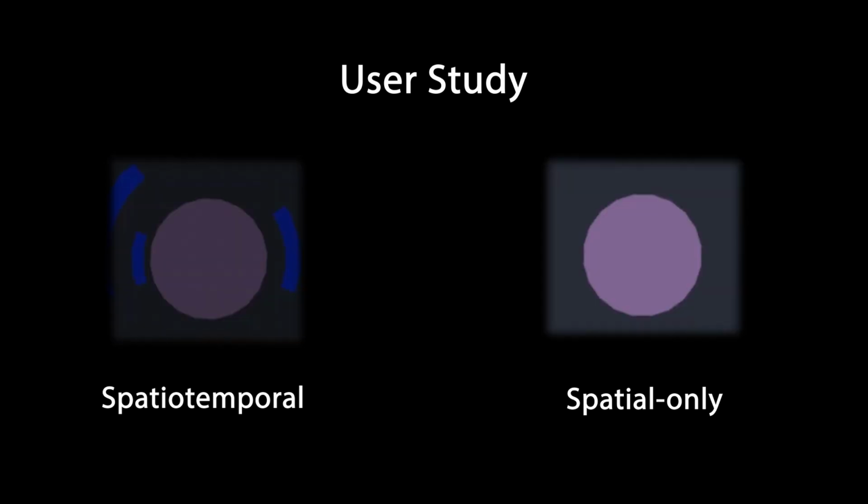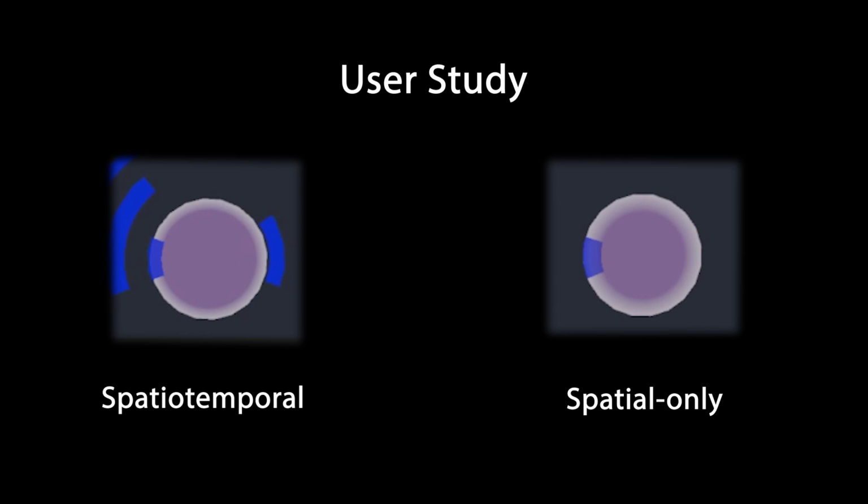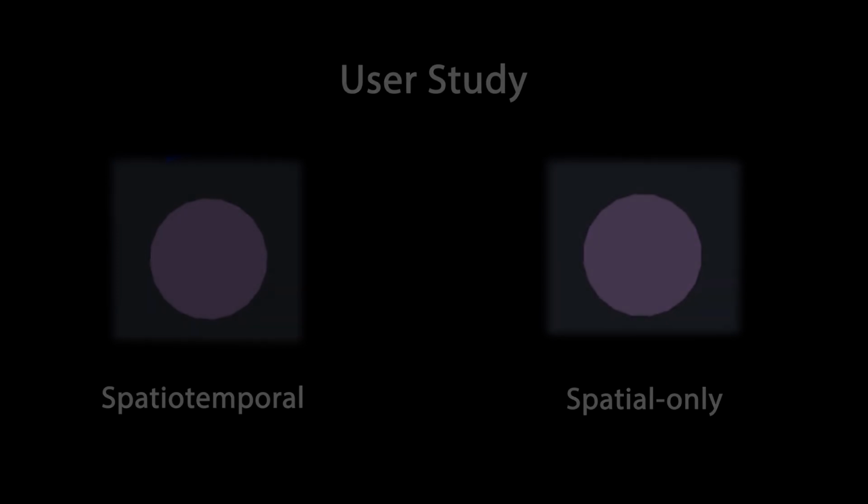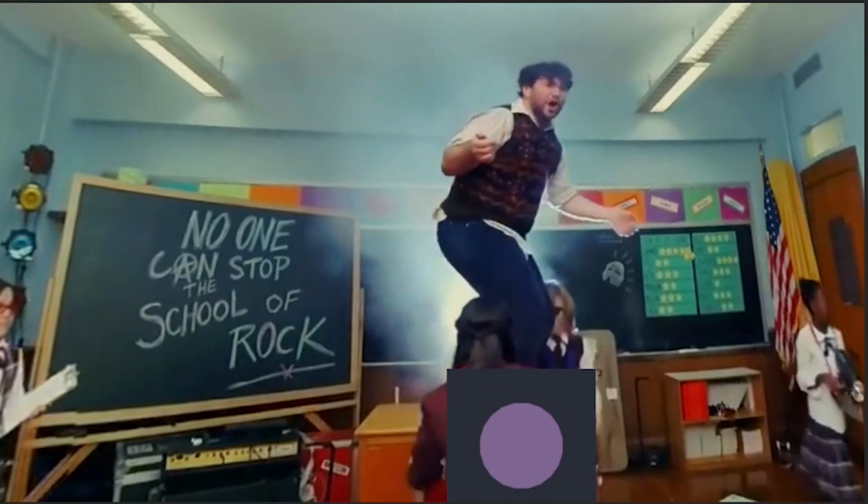We conducted a user study to compare two versions of RadarVR: spatiotemporal and spatial-only. In the spatial-only version, we keep the spatial information but redact all temporal info. Here's an example of the spatial-only mode with the rock video.